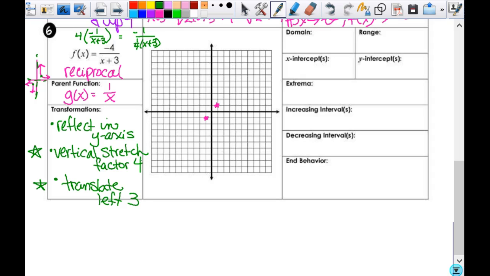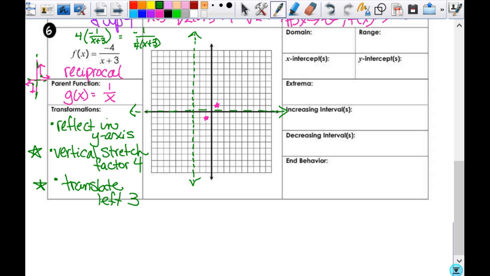If this is going to get translated to the left 3, then this asymptote that's here on the y-axis also gets translated to the left 3. So it's now at x equals negative 3. Particle transformation at all, so translation. So this stays on the x-axis. Everybody okay with how we got that stuff for our asymptotes? Ask me a question if you got one.